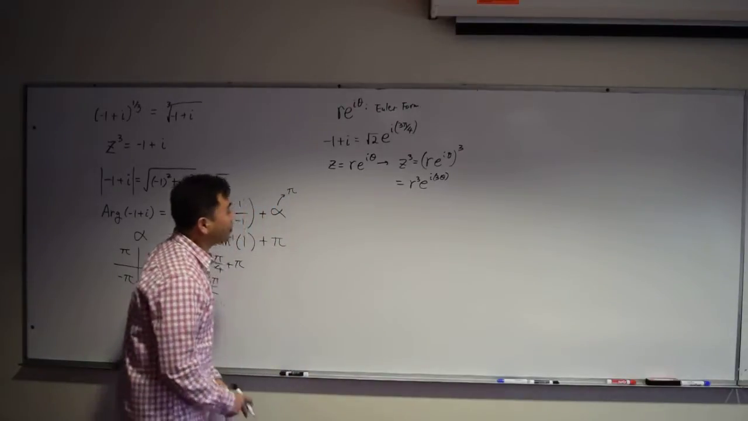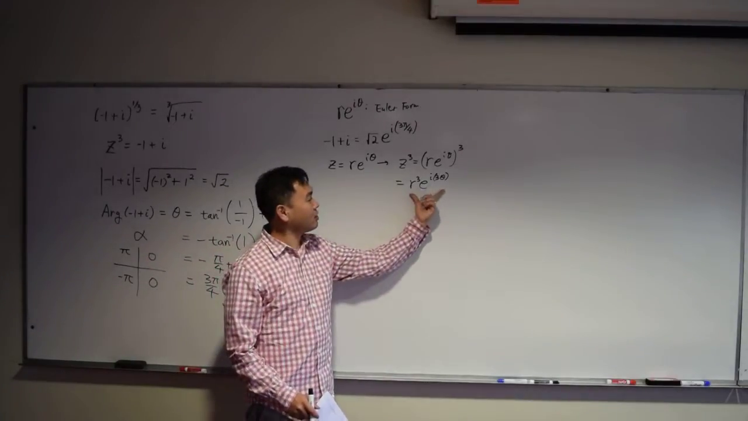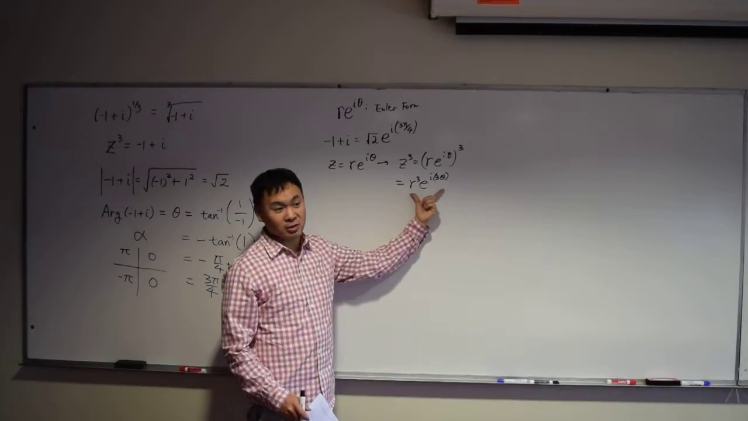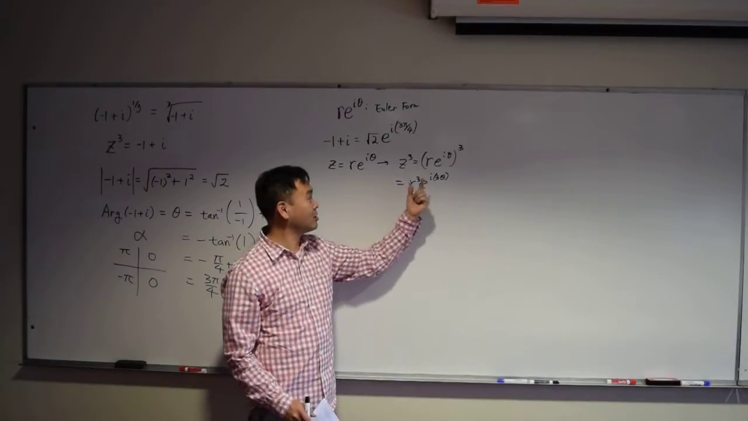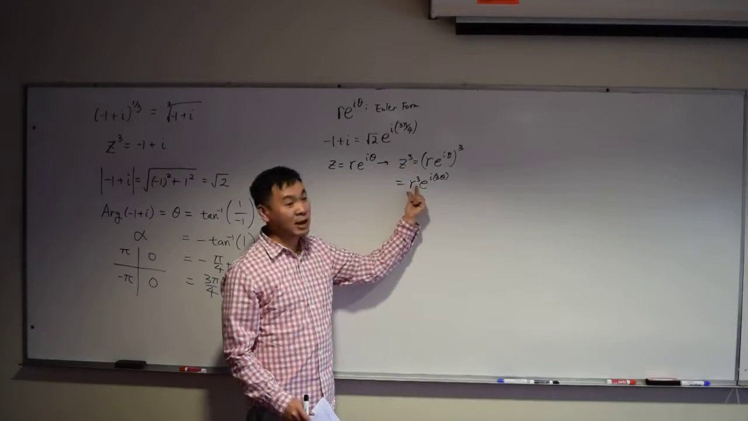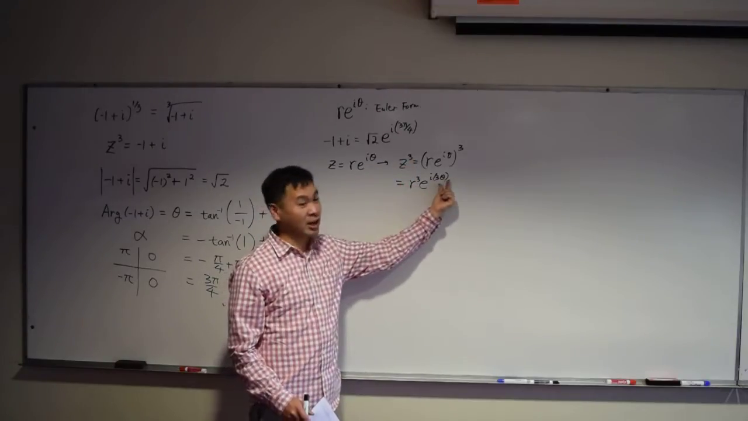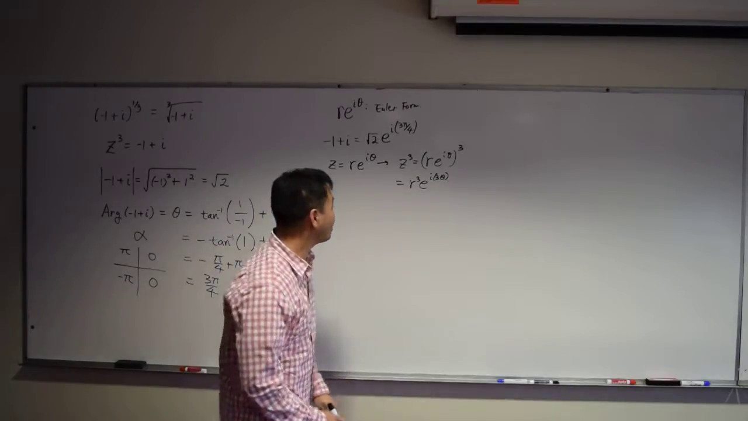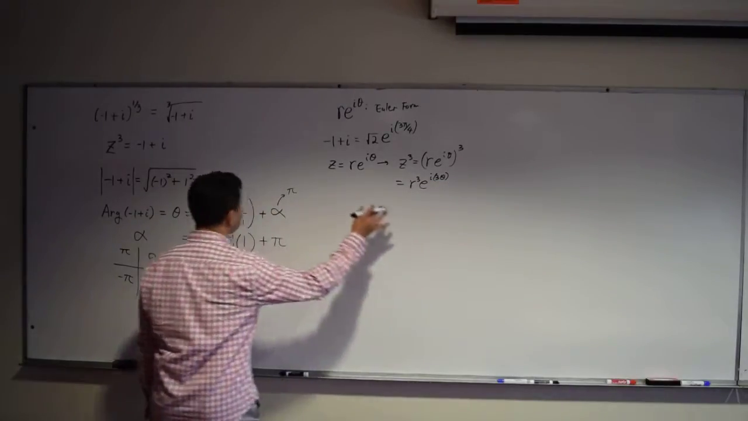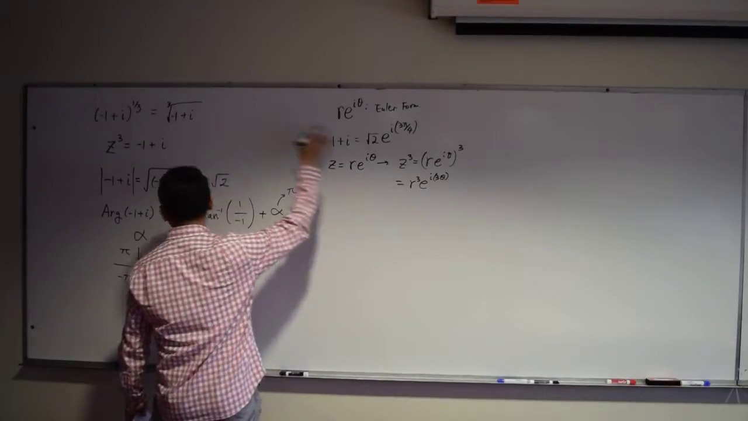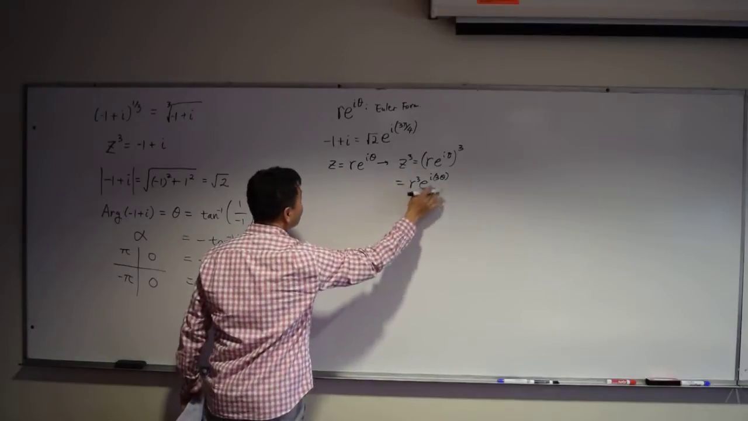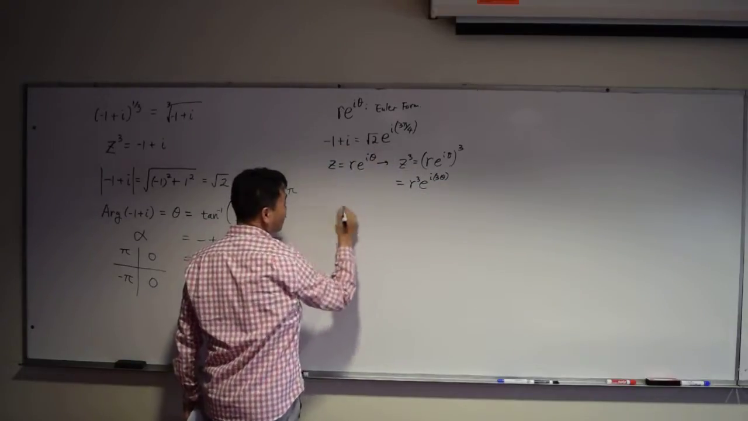Okay. And what we're really doing is we're basically doing de Moivre's theorem. De Moivre's theorem says that if you take the cube, the magnitude gets cubed, while the argument gets multiplied by 3. That's de Moivre's form. Okay? And then now we are ready to go back to the original equation and substitute z cubed by this and negative 1 plus i by this. Okay, so let's see what we get.